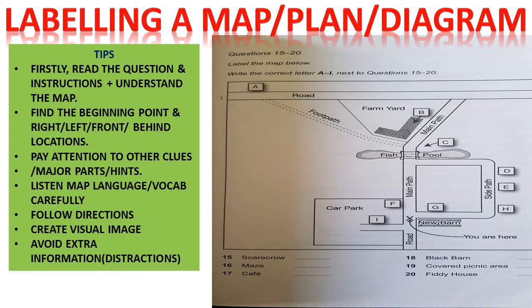Now you heard that the speaker said the answer to the first question, the location of the scarecrow in the corner of the car park, which is F. So F is the answer to question 15.